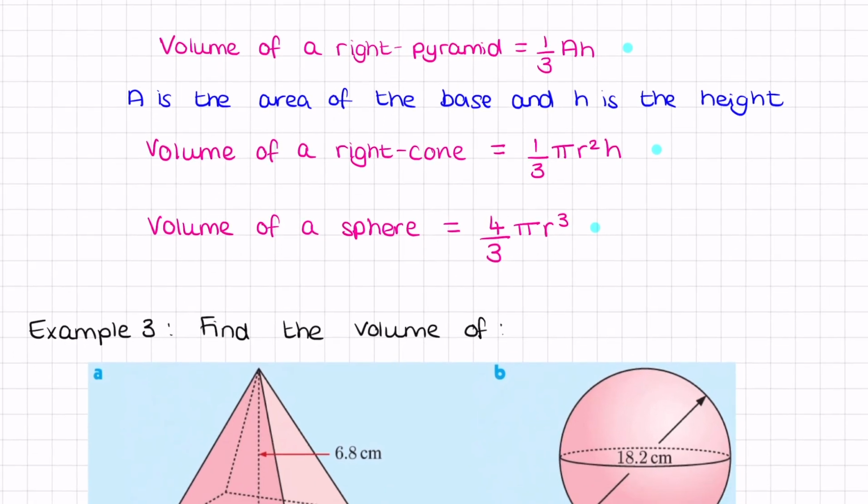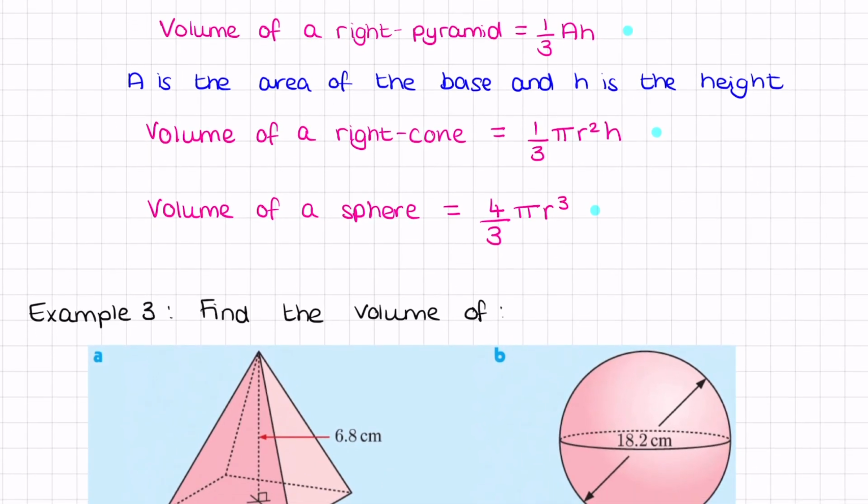Now volumes, we also have a right pyramid, which is a third times the area of the base times the height. We have the volume of a right cone, which is a third pi r squared h, and the volume of a sphere, which is 4 on 3 pi r cubed.